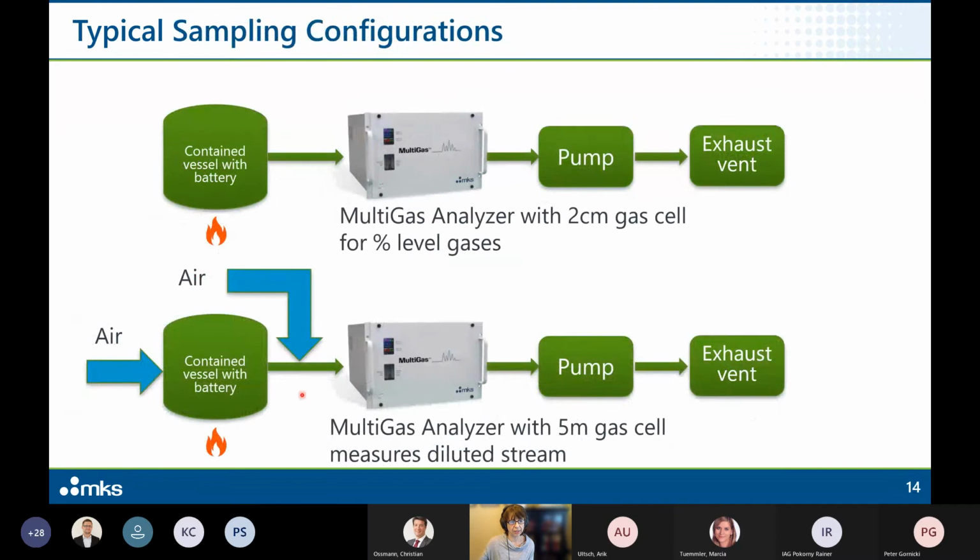Then these are your two options: here you measure with a 2 centimeter gas cell, or you use a 5 meter cell, but you have some dilution happening in your sampling.